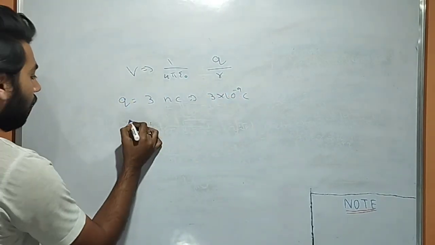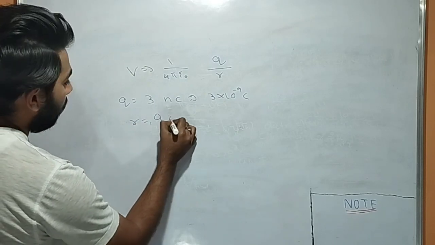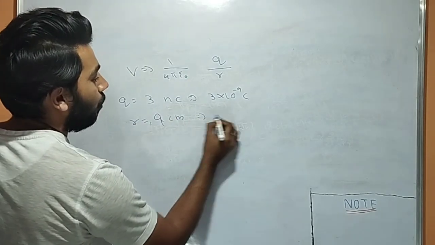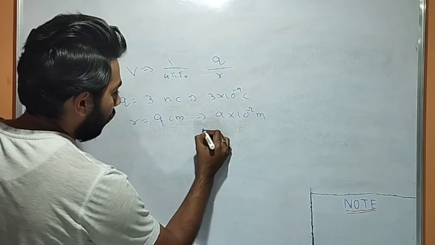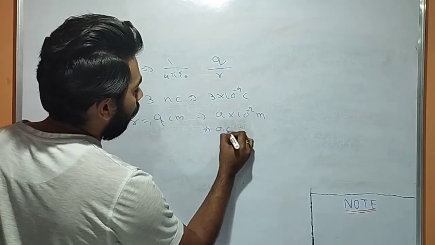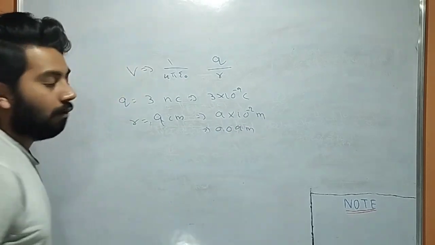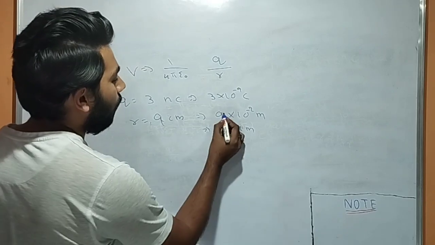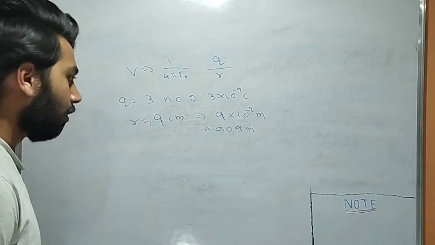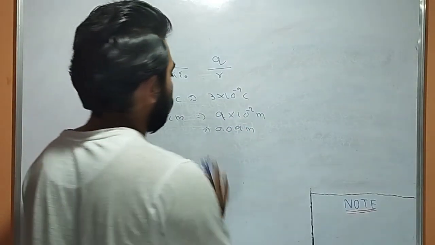Okay. And the distance they have given is 9 centimeter. 9 centimeter means you can write 9 into 10 to the power of minus 2 meter. You can also write this as 0.09 meter. Okay, very simple. Or else you simply write it this way also. It's up to your convenience. But always remember this.